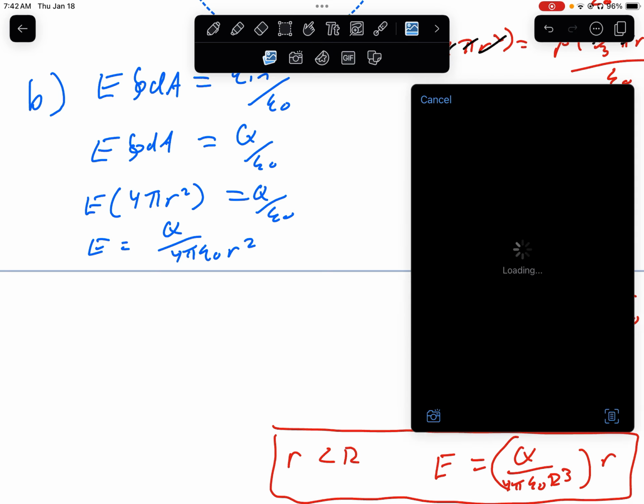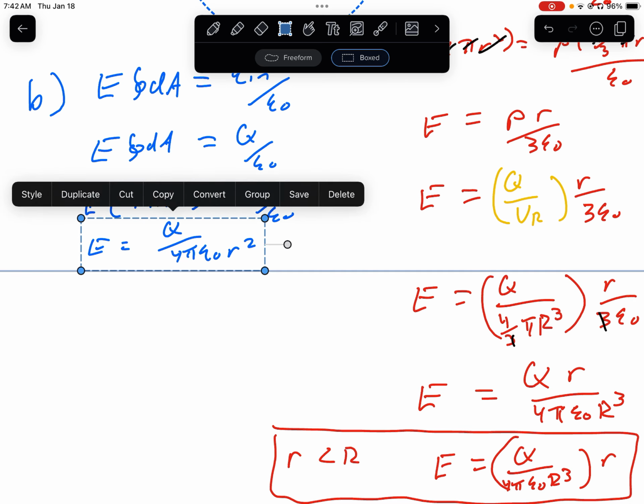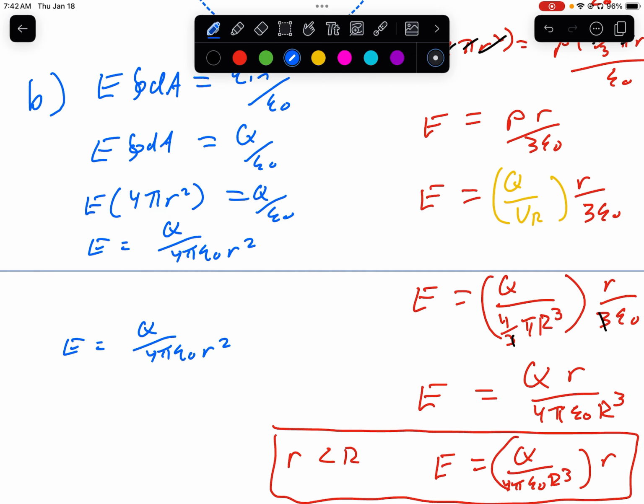That's fine. All right, I'm going to keep this relationship, just so we can see. I just want to bring it on a new page, just so that it's not cluttered. Okay, so this is for r greater than R.